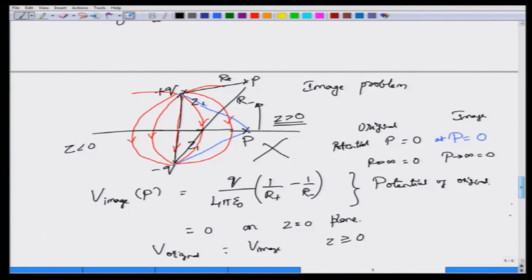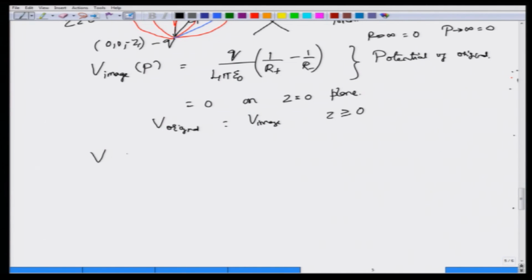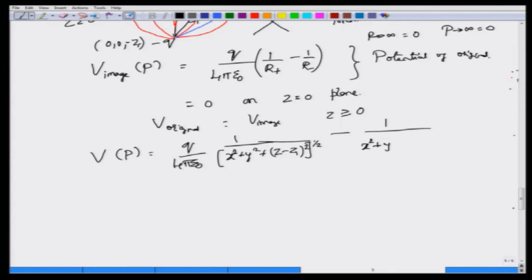For concreteness, assume that this point P was lying at some x, y and z, this charge was lying at 0, 0, z1 and this charge was lying at 0, 0, minus z1. The potential at the point P is given by q by 4 pi epsilon 0 times 1 by the square root of x square plus y square plus z minus z1 square, this is r plus, minus 1 by the square root of x square plus y square plus z plus z1 square. You can see that this solution satisfies the conditions that we are interested in. At the z equal to 0 plane, this turns out to be equal to 0, because z will be equal to 0 and the distances will be equal to each other.